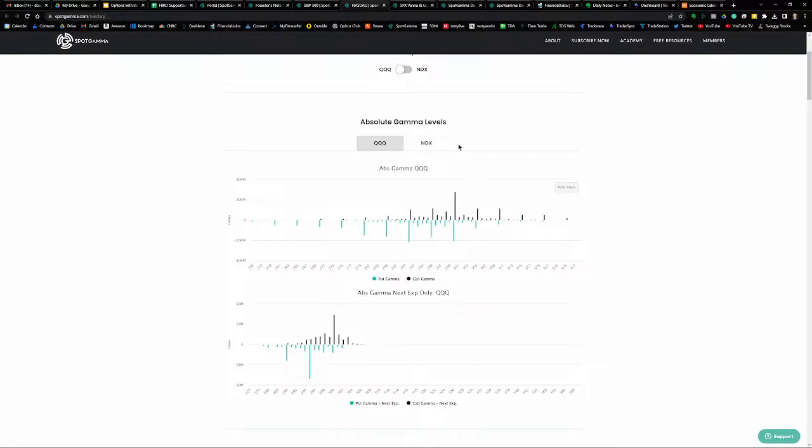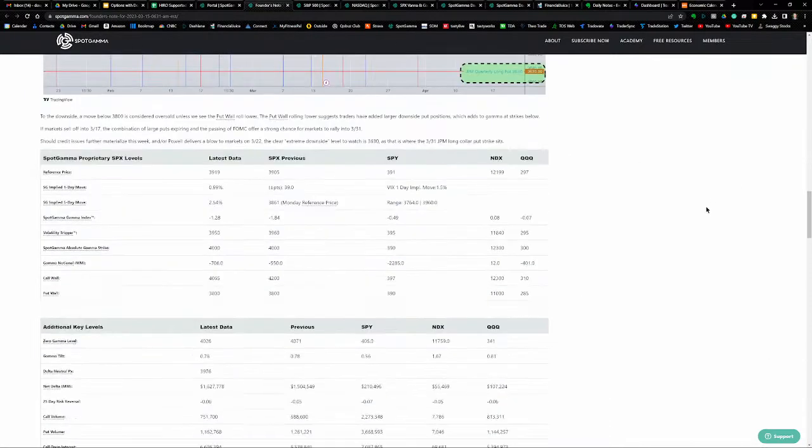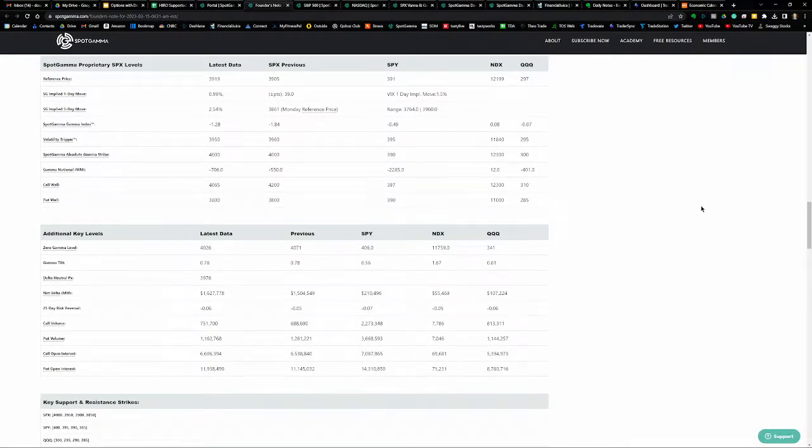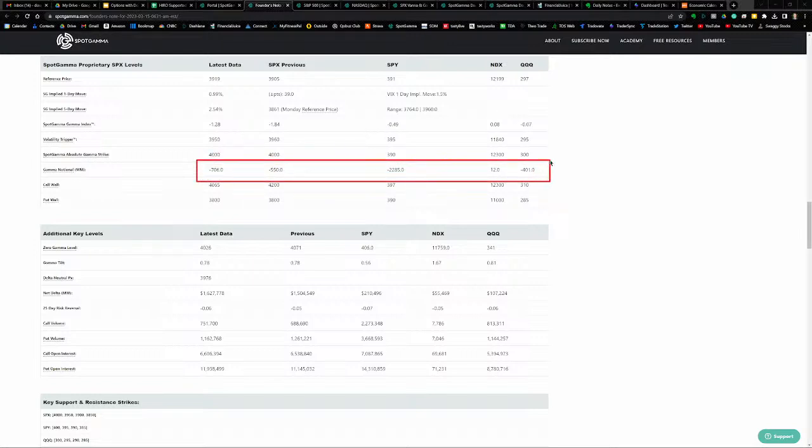All right, let's take a look at data. And this is the SpotGamma AM Founders Note. And I usually, during my webinars, take a look at the gamma notional. This is market makers' position on the gamma curve. This left column is showing SPX. The middle column is SPY. And the far right column is QQQ. So this is market makers' position on the gamma curve for all these.